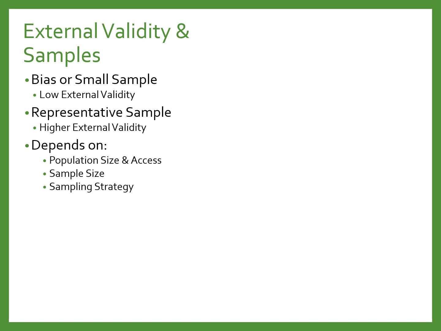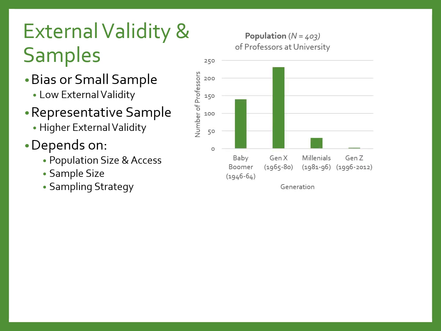Another factor that dictates the external validity of research is the sampling strategy. So if you're using a random or probability sample, that tends to better represent the population than a convenience sample. But convenience or non-probability samples are more common. And you can see the next two videos for more about various sampling strategies and the pros and cons of each. So let's take a look at an example.